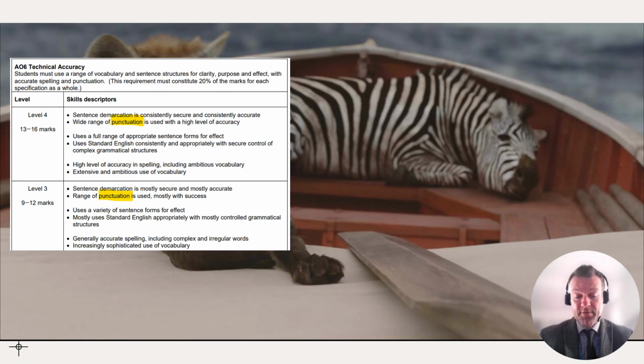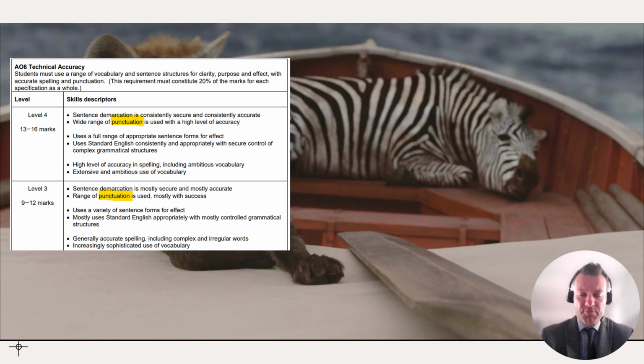So as one can see from the mark scheme, the AO6 technical accuracy part of the mark scheme, which is out of 16, you can see that it's right at the top there, that to get those top marks, you have to have a wide range of punctuation and it's used with a high level of accuracy. And we also have to have a range of punctuation used mostly with success to get band 3.